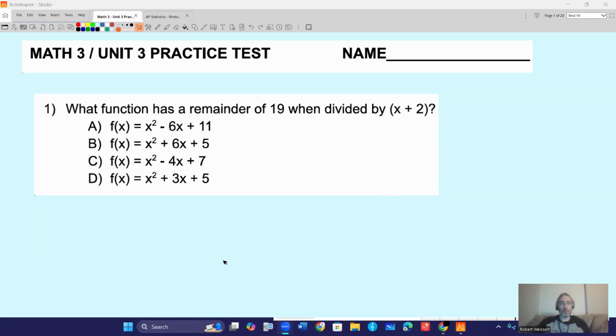And so here's question one. The question says, which function has a remainder of 19 when divided by x plus 2? In this question here, we're talking about remainders. We're talking about using the remainder theorem.